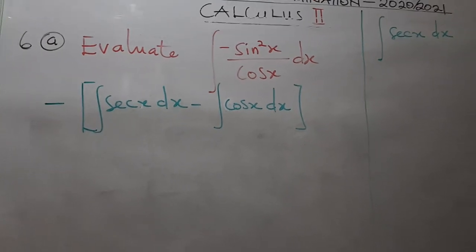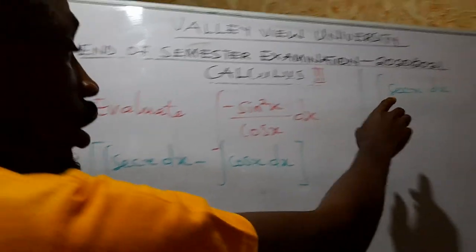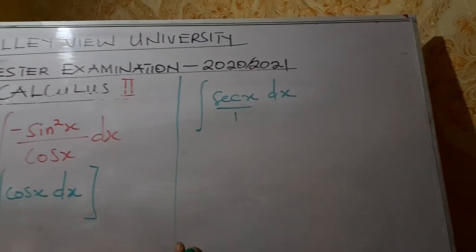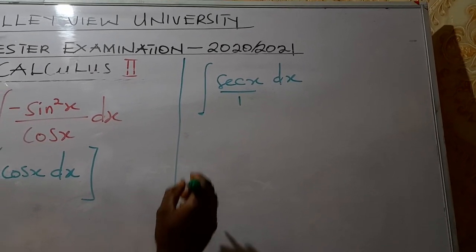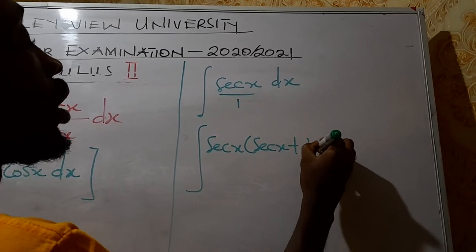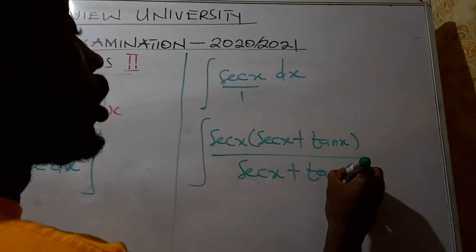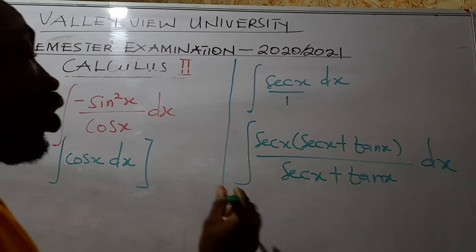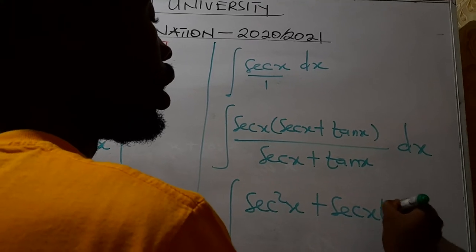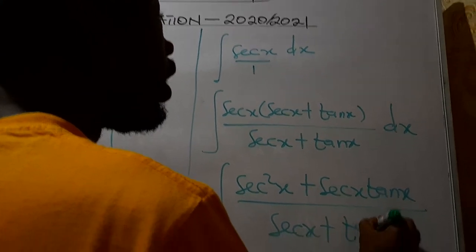So we reach here and we say that the integral of cos is sin, but what about the integral of sec x? So we need to integrate that. How do we integrate? You know this is over 1. We multiply both the numerator and denominator by sec x plus tan x. Remember that. So we have sec x times sec x plus tan x, and here will also be sec x plus tan x dx. Now when we expand this, we get sec square x plus sec x tan x over sec x plus tan x dx.